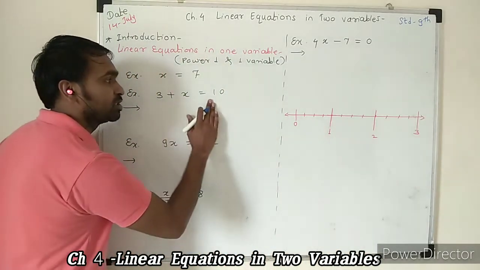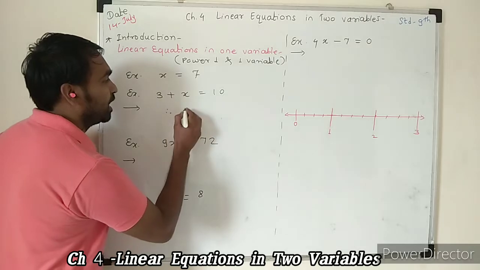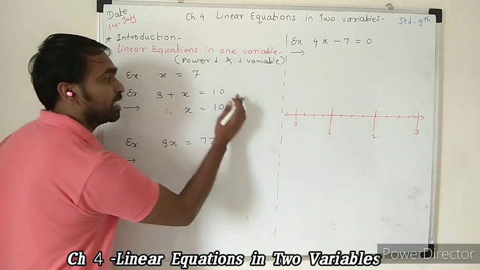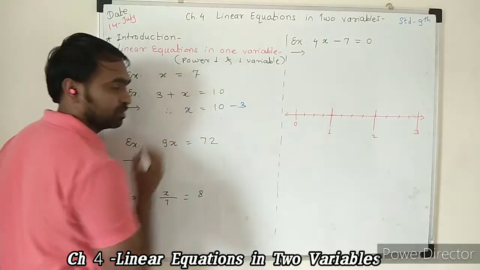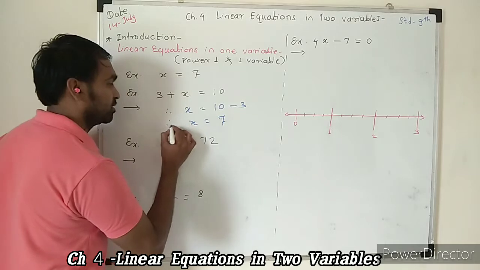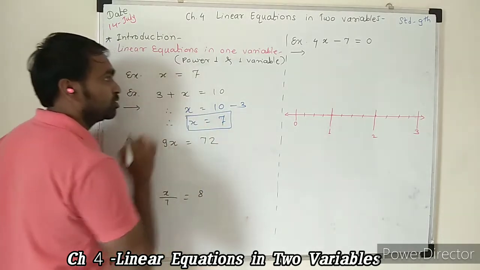Here 3 plus x is equal to 10. Therefore x is equal to 10, and the positive 3 shifts to the right side as negative 3. So x is equal to 10 minus 3, that is 7. So here x is equal to 7.